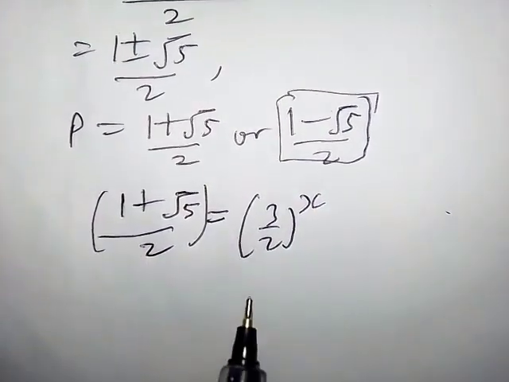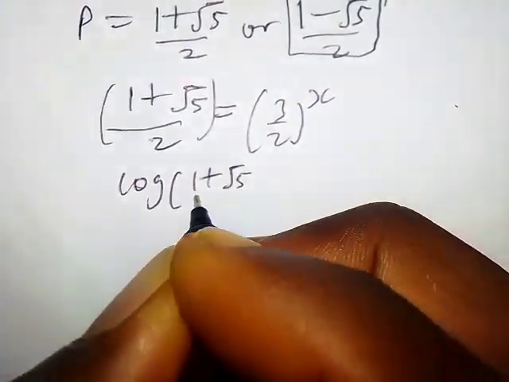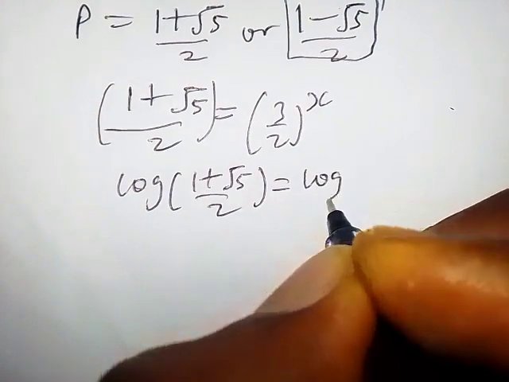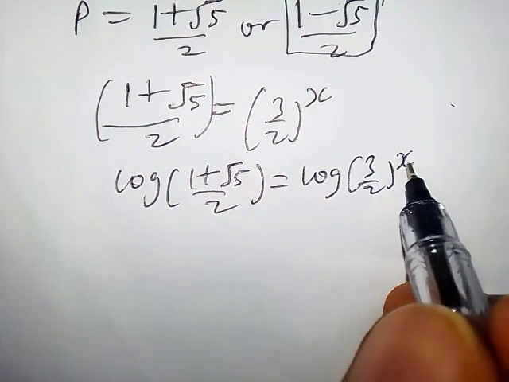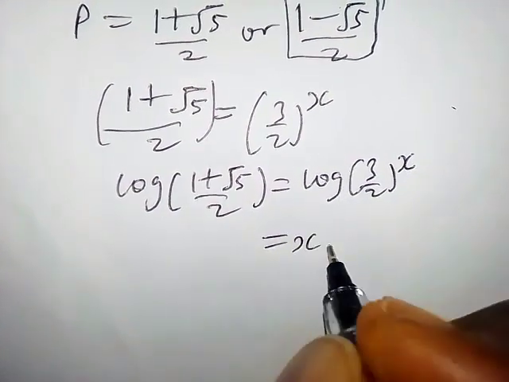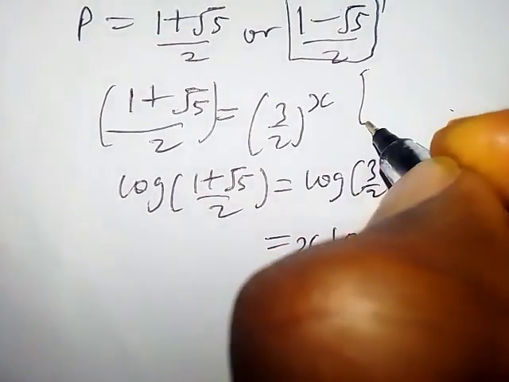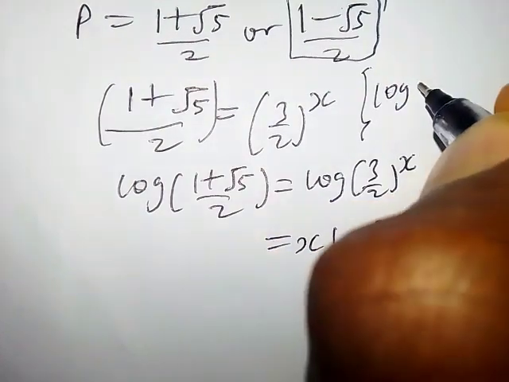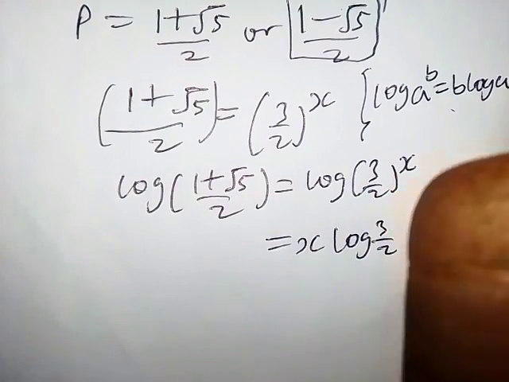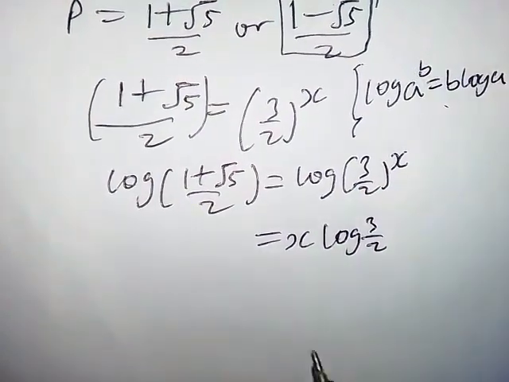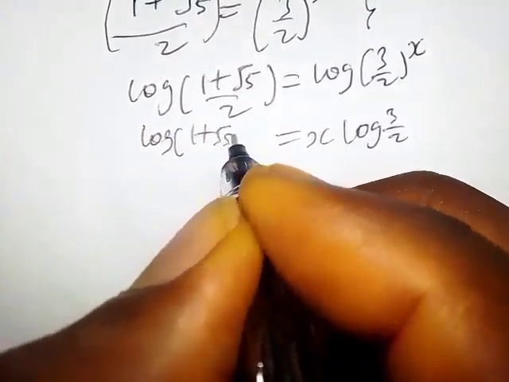So now let's take the natural logarithm of both sides. So we have log of 1 plus root 5 over 2 equals log of 3 over 2 raised to x. So this, we can rewrite as x times log 3 over 2 by using this property. That is one of the rules of logarithm. That is, whenever we have log a raised to b, it is simply the same thing as b log a. So we just use the power to multiply the whole logarithm. So equals this, which is log of 1 plus root 5 over 2.